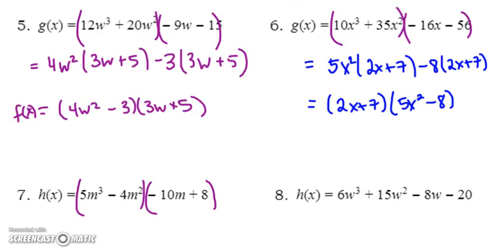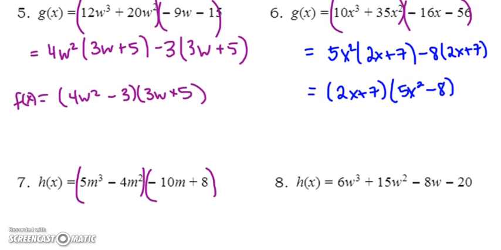Folks, if you want to check your next 2 answers for problems number 5 and 6, here they are. One thing I do want to point out is, if you don't remember this from our earlier days of factoring, the order that you write the factors in doesn't really matter. So you could write 3w plus 5 first, and then 4w squared minus 3. All that matters is that the individual factors are correct and that you're multiplying by them. So in purple, here should have been your answer for number 5. And then in blue, number 6's answer was 2x plus 7 times 5x squared minus 8.